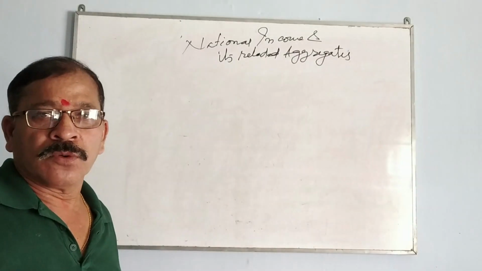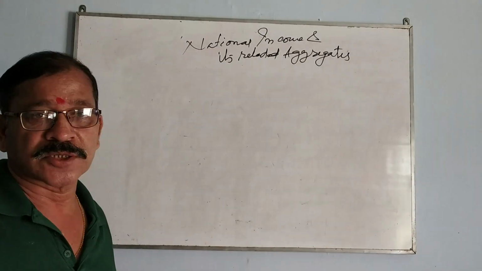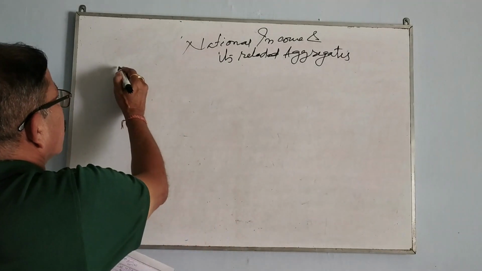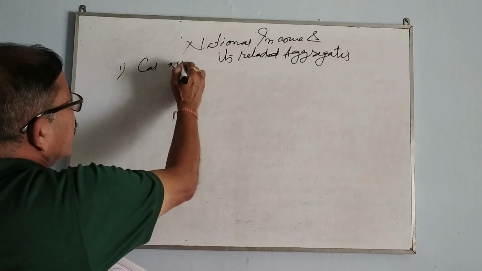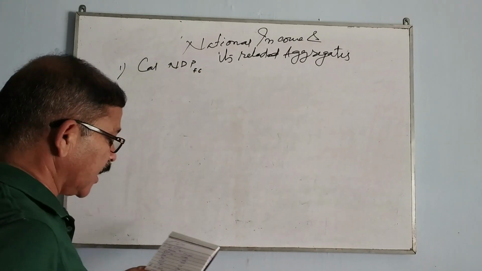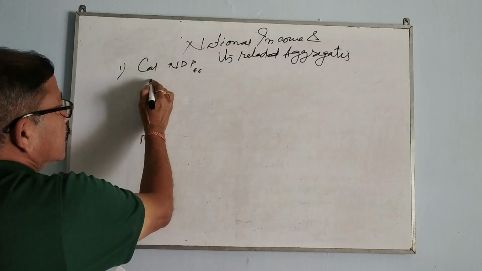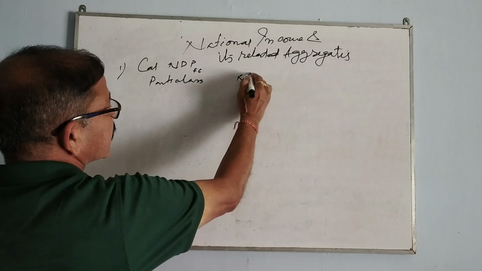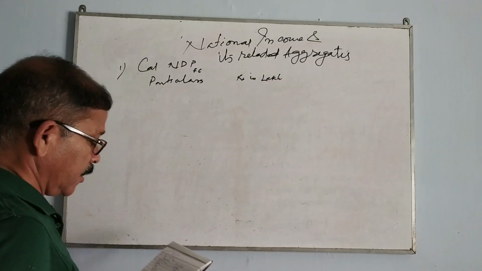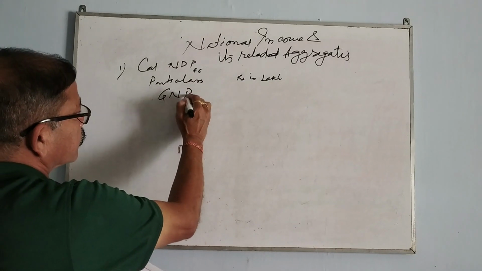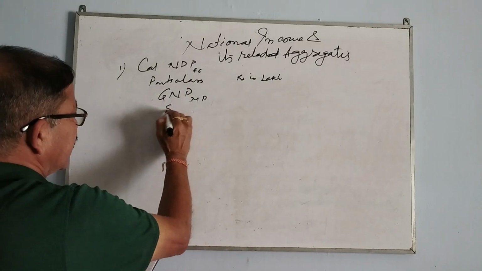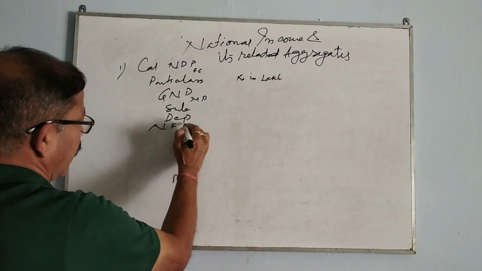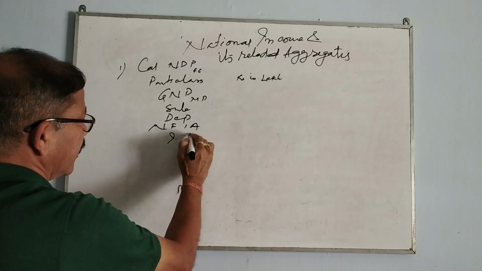Now let us solve some numerical problems. The first numerical is: calculate NDP-FC. Particulars and rupees in lakhs: GNP-MP, subsidies, depreciation, NFIA, indirect tax.